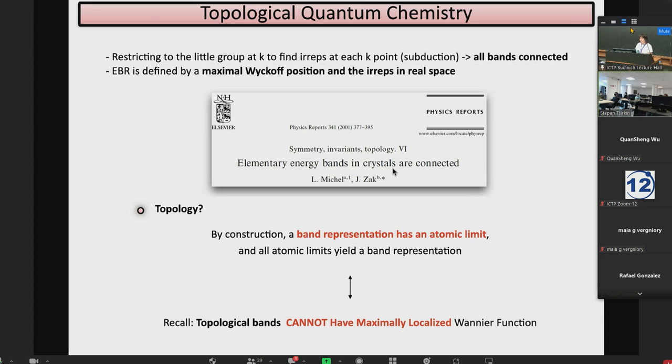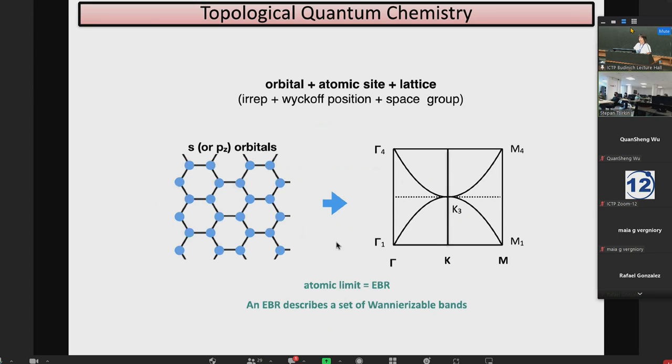The relation of this with topology comes from this paper from Michel and Zak and other papers from Zak too, where they claim that elementary band representations are actually connected in reciprocal space. And they are connected in reciprocal space because what happens is an elementary band representation defines a charge localized in the atomic site, which is actually the atomic limit.